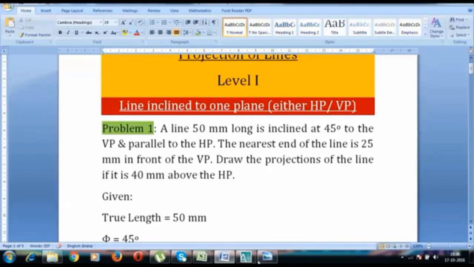I've made a pictorial representation of this description where you can see that this line is inclined at an angle of 45 degrees to the vertical plane, and this is the true length of the line. This true length can only be seen from the top since it is inclined to the VP. One more thing given in the question is that the nearest end of the line to the vertical plane, that is A, is the nearest end, and B is the farthest end. So this nearest end lies at a distance of 25 mm from it.